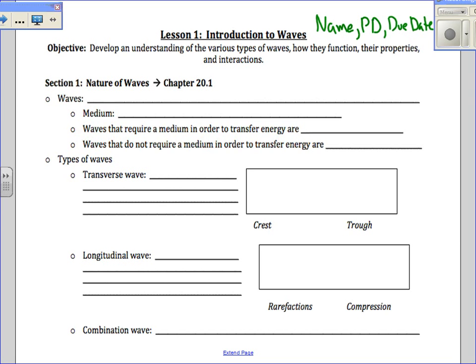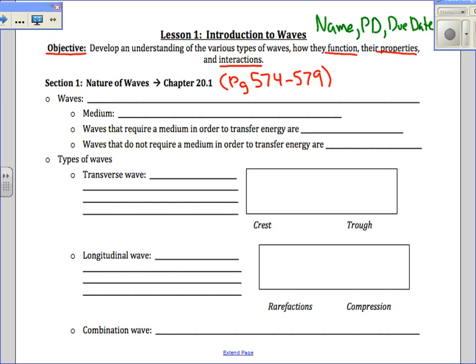First thing that we're going to cover is lesson 1, introduction to waves. Now the objective is basically to develop an understanding of the various types of waves, how they function, their properties, and interactions. Okay? So section 1 deals with the nature of waves. This is found in chapter 20, and you can find this on pages 574 to 579.